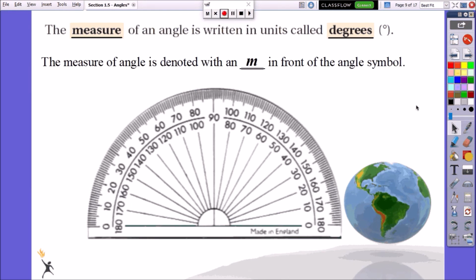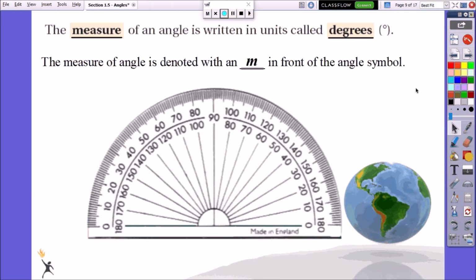All right, some little pieces of information in here. The measure of an angle is written in units called degrees. You guys know that angles are in degrees, but there are other ways to measure angles, which you'll get into more in pre-calc. So don't worry about that. We're just going to stick with good old degrees.